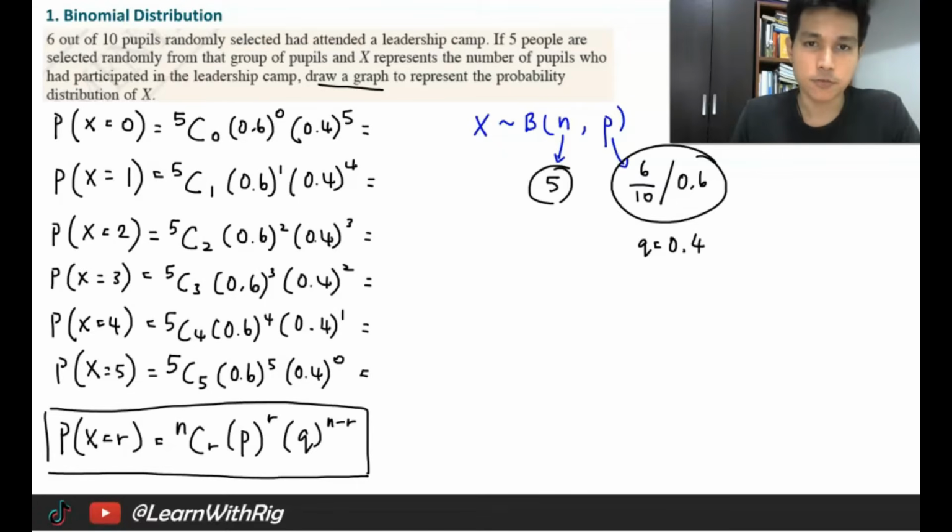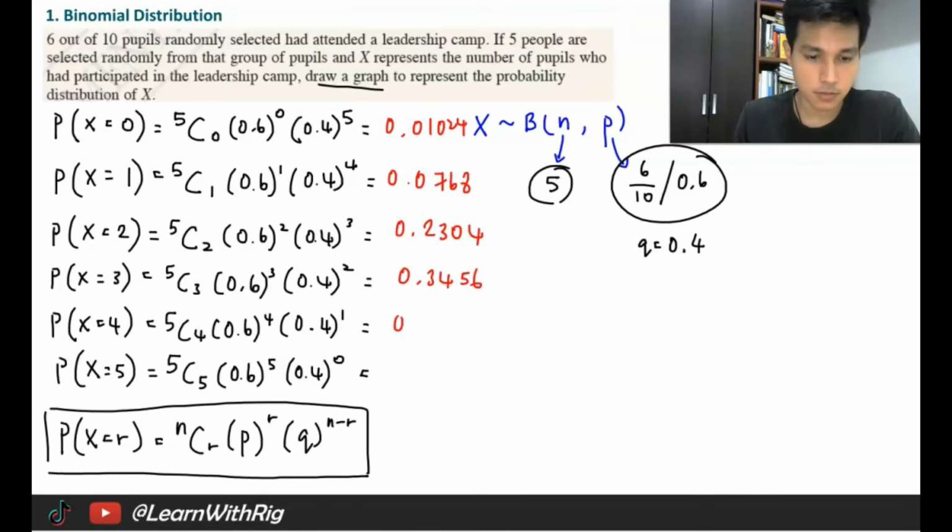So I've already calculated them for you. So the first one is 0.01024. The second one, you can straight away key into your calculator, okay, and you'll get your answer. So the second one is 0.0768. Third is 0.2304. Then 0.3456. Next is 0.2592. And then 0.0777. Okay, so now with all this, you can plot your graph.